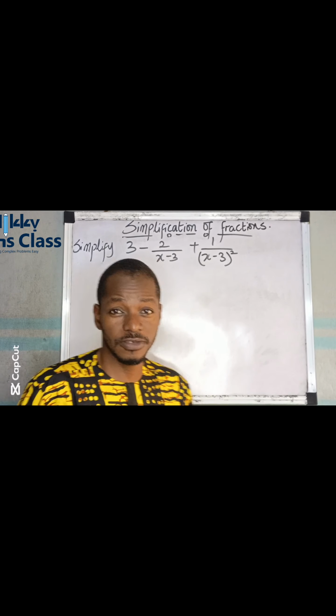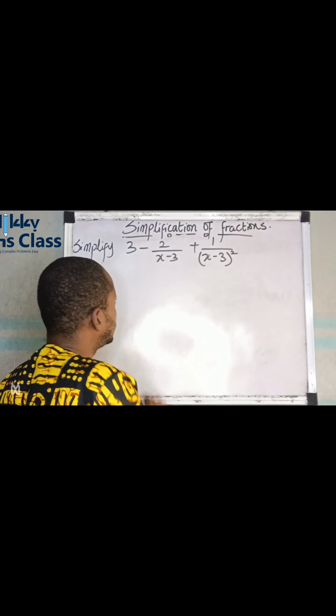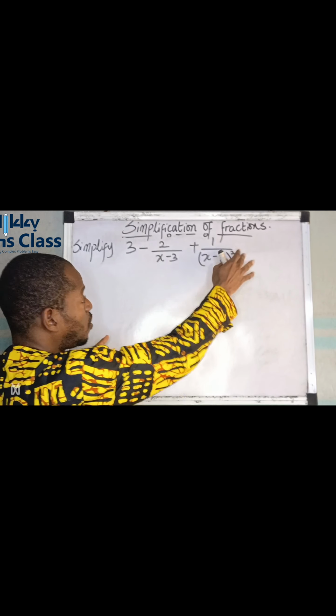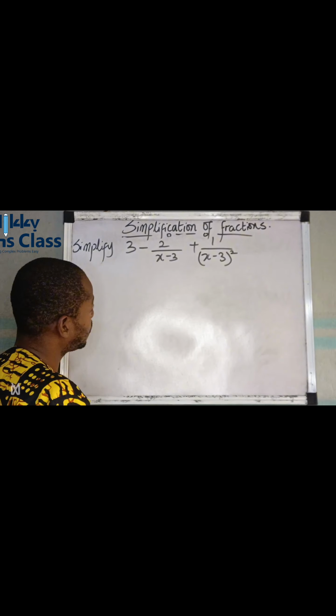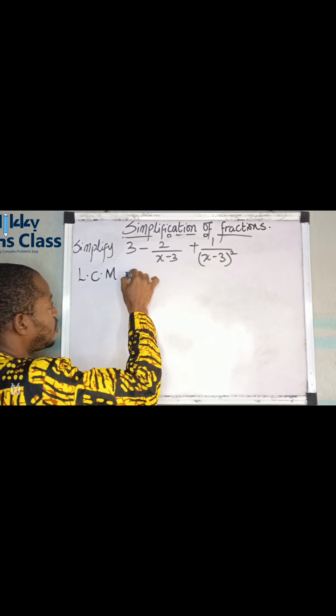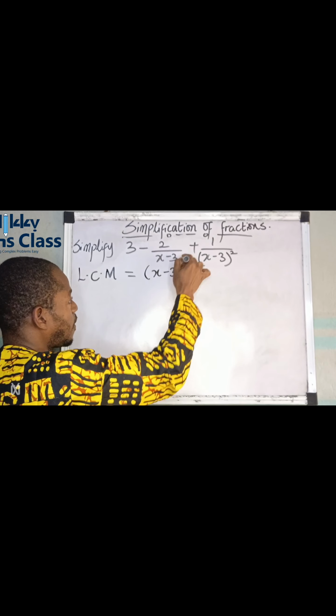All right, let's look at this question. It says simplify 3 minus (2 over x minus 3) plus 1 over (x minus 3) all squared. Okay, so the first thing we look for is the LCM. The LCM is (x minus 3) all squared.